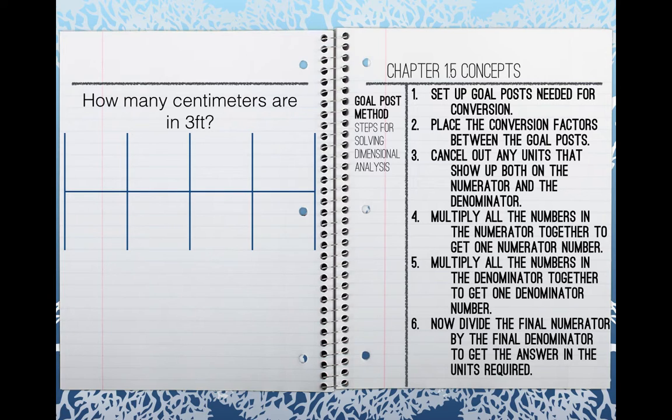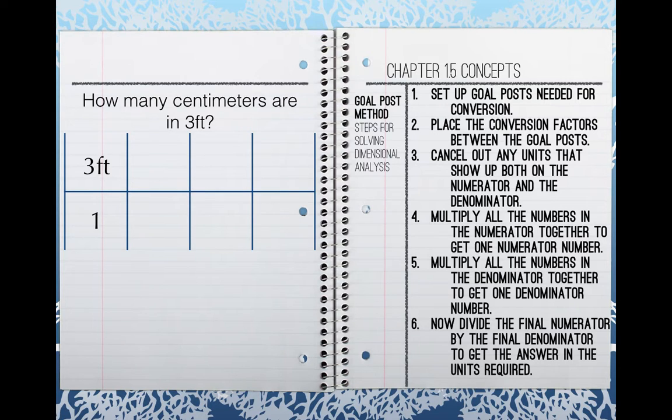And so the second thing, it says place the conversion factors between the goalposts. So what we need to start with is what we already know. In this box always goes what your beginning point is. So we know 3 feet. All right, that is what we're starting with, and we're trying to end up at centimeters. And so what I'm going to do is I'm going to add a 1 there.